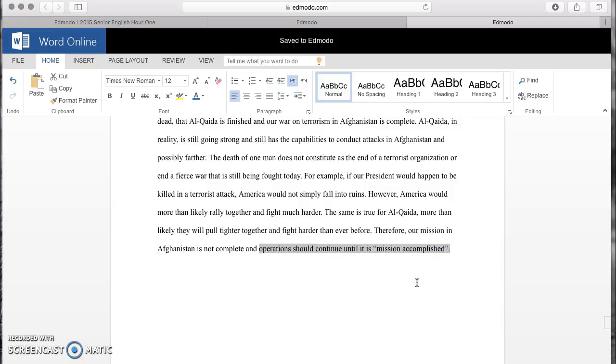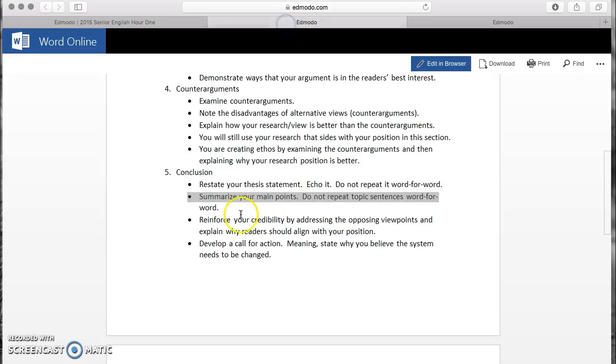His call to action is that we should essentially continue our operations and continue our presence within Afghanistan in order to totally and completely snuff out the root of the problem and the root of these terrorist organizations, so to speak. So he combines it, and you can do that as well. As long as you have these main elements in your conclusion, you're going to be good to go.